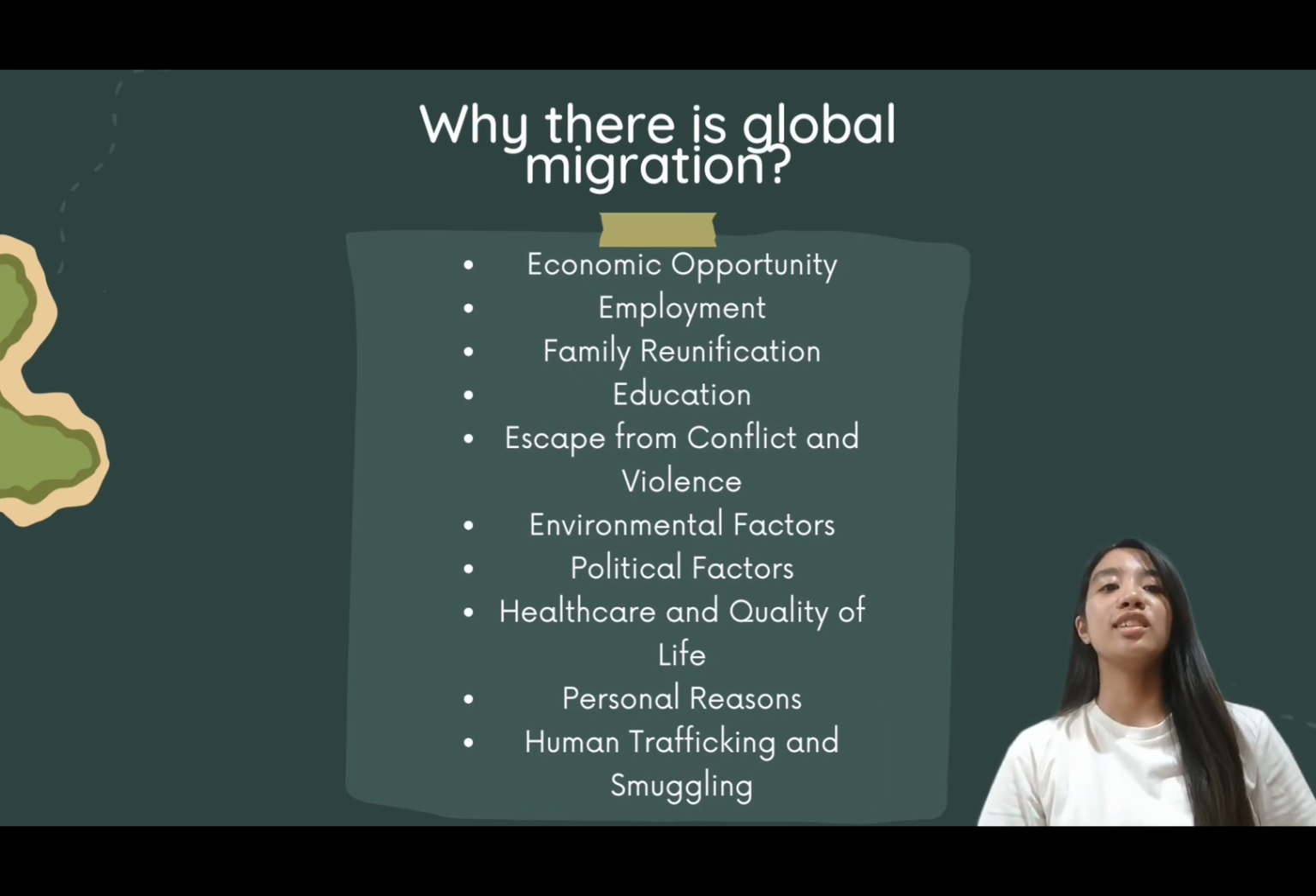Global migration occurs for a variety of reasons, and it is a complex phenomenon influenced by social, economic, political, environmental, and personal factors. Here are some of the key reasons why people migrate globally. Economic opportunity. Many people migrate in search of better economic prospects. They move to countries with stronger economies, higher wages, and more job opportunities to improve their living standards and provide for their families.